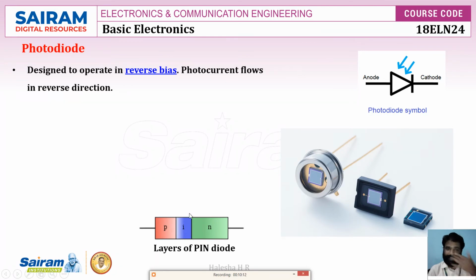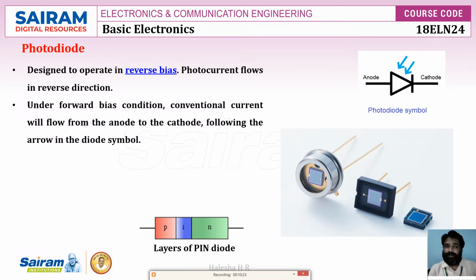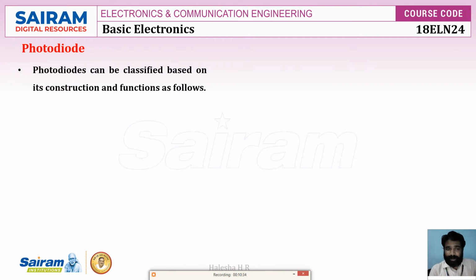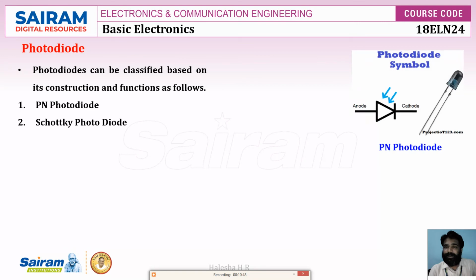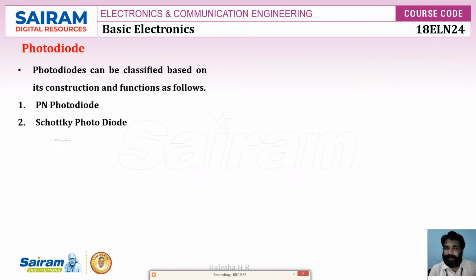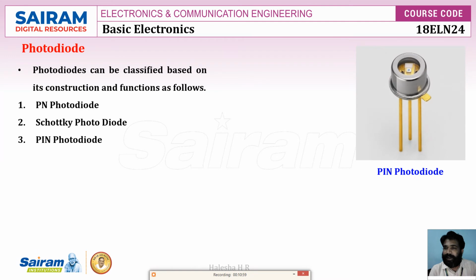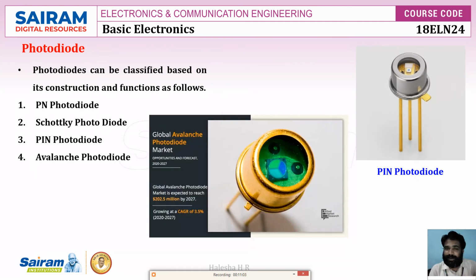Okay? And it is designed to operate in reverse bias. That means photocurrent flows in the reverse direction, as in a Zener diode used in reverse bias. Under forward bias, conventional current flows from anode to cathode following the symbol. I mean, this is the symbol. Photodiodes are classified based on construction and function: one is the PN photodiode, which uses a P-type and N-type junction. This is a simple PN photodiode, and this is a Schottky diode. And this is a PIN diode, and this is an Avalanche photodiode.